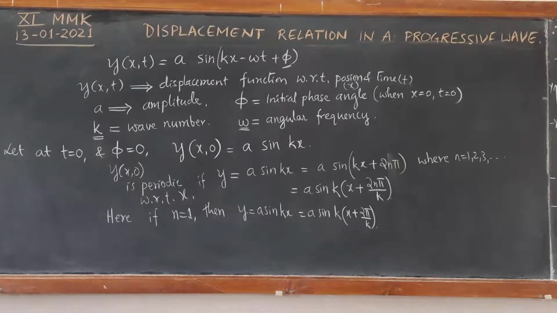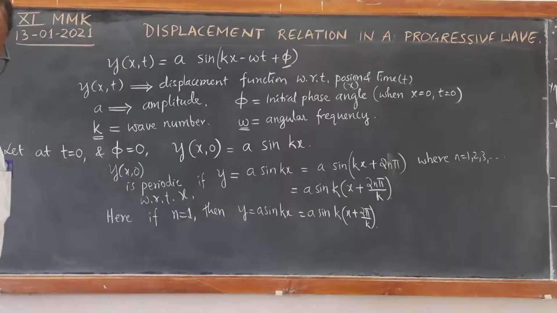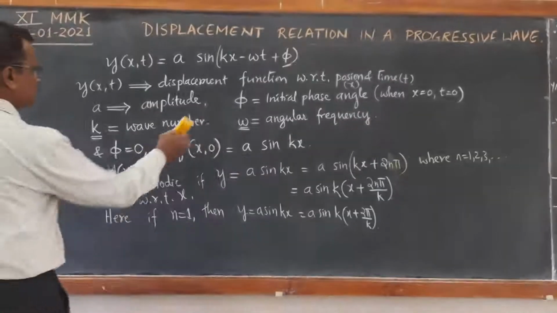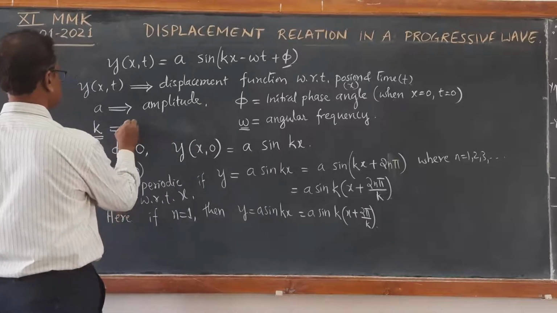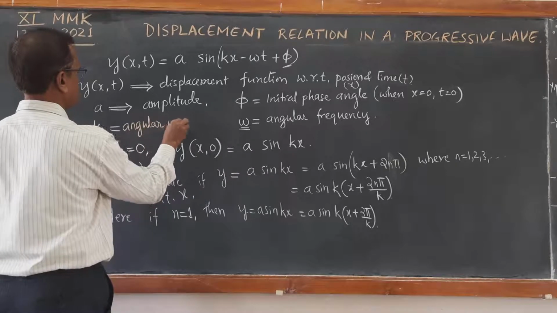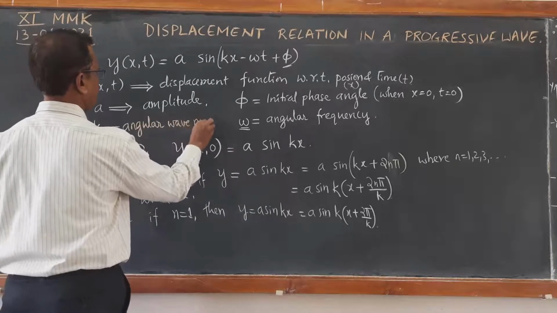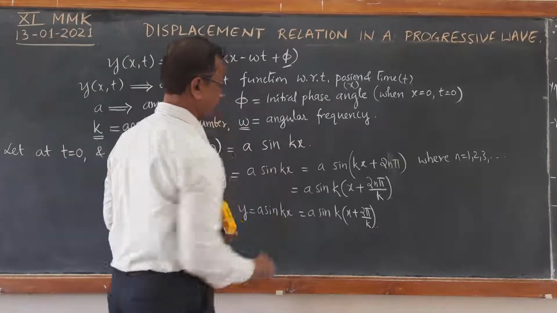There is a small correction here. It is not a wave number. k is called angular wave number. k is called angular wave number. Angular wave number. And omega is called angular frequency.